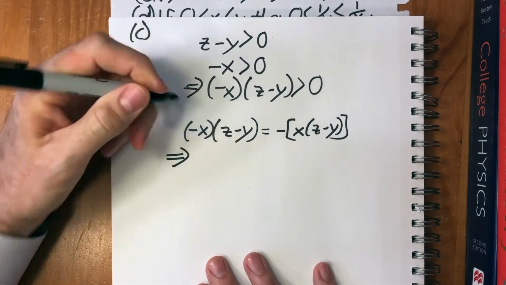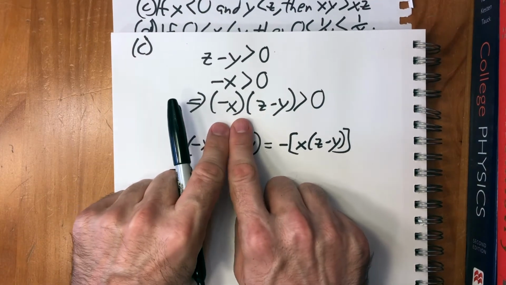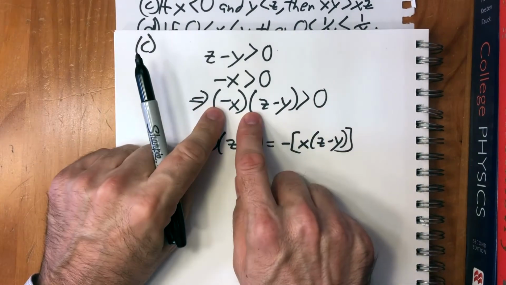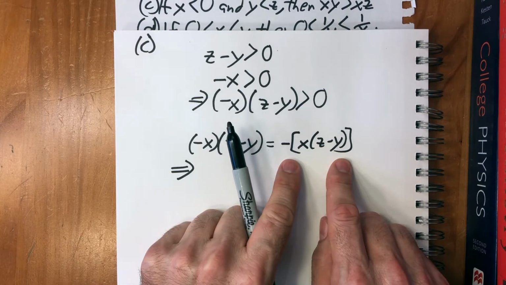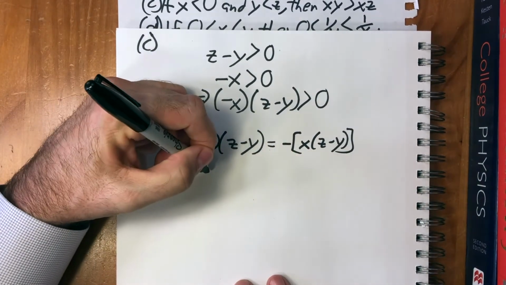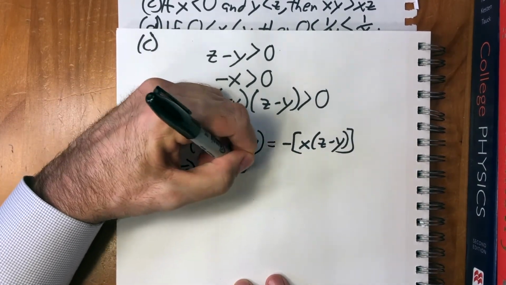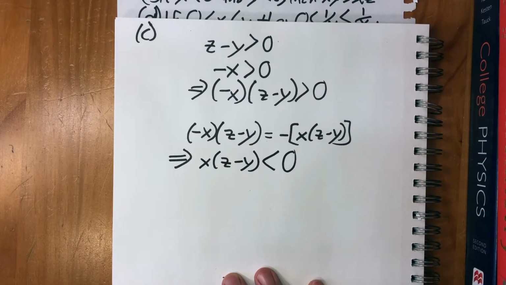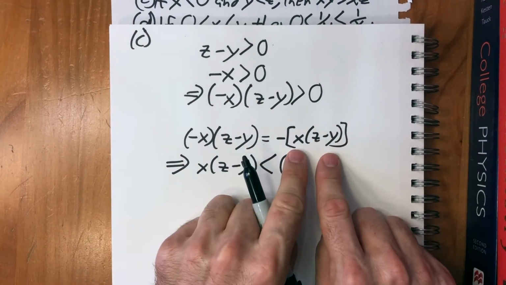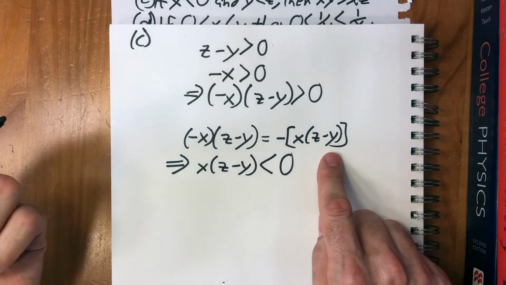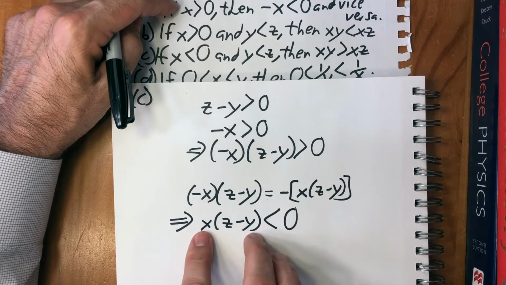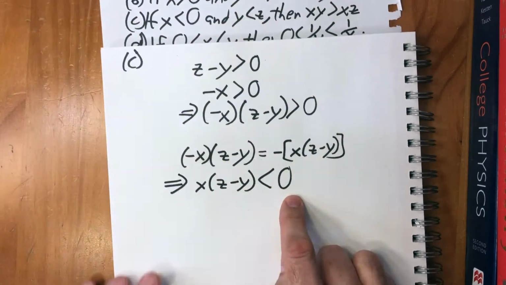Therefore, we started with minus x times z minus y is greater than 0. This equals this. So if this is greater than 0, then if we take away the minus sign, we have that x times z minus y is less than 0, right? We started with this. We showed that this is greater than 0, and this equals this. It's the same thing. And from part A, if this thing is greater than 0, then if you change the sign, it's going to be less than 0.